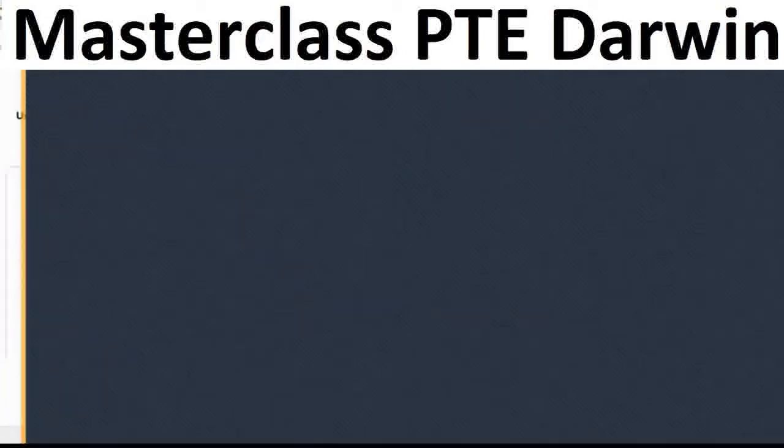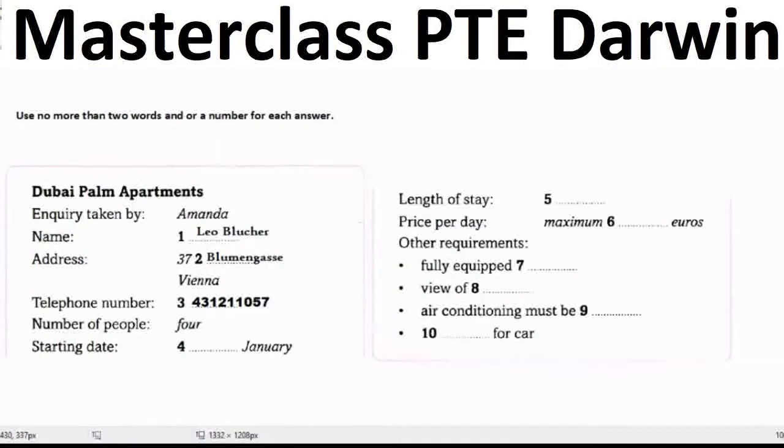How many people is it for? Just yourself? No, there'll be 4 of us, 2 adults and 2 children. Fine. And when would you like it from? Ideally from the 1st of January.